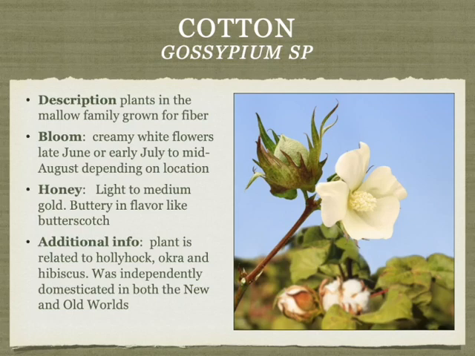You might wonder, well, why do they want to produce nectar at places away from the flower? And the thought is perhaps they might be able to attract other insects, such as ants. And if the ants are walking around on the stems and the leaves looking for this nectar, they also might be cruising around looking for any type of pests and try to keep them off of the plant. So it might be beneficial for the plant. The honey is light to medium gold, buttery in flavor, like butterscotch.